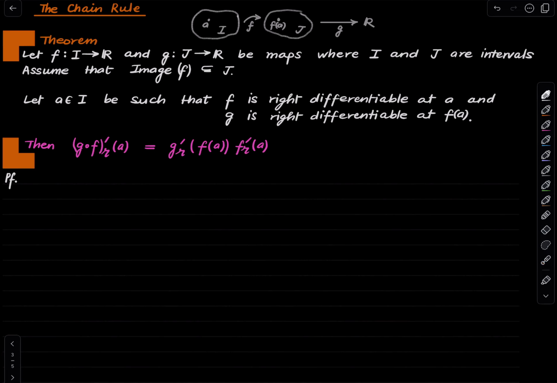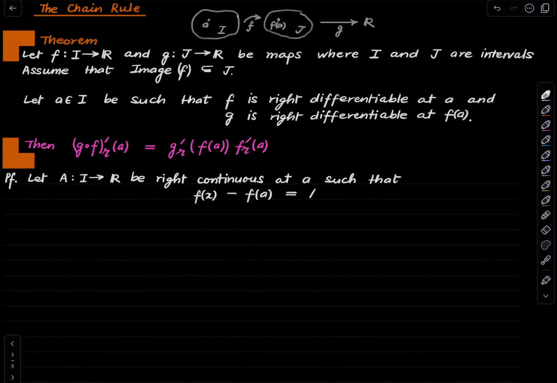So we'll just use the criterion that we recalled earlier. Since f and g are right differentiable at a and f of a respectively, we can find a function which is right continuous at a such that f of x minus f of a equals this expression for all x.